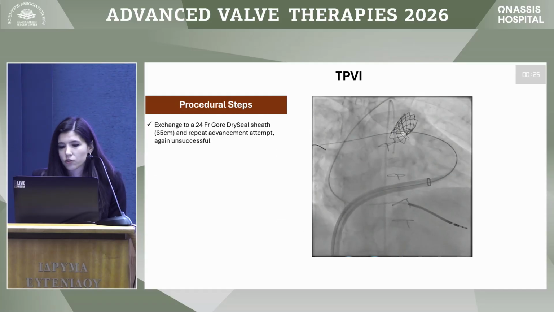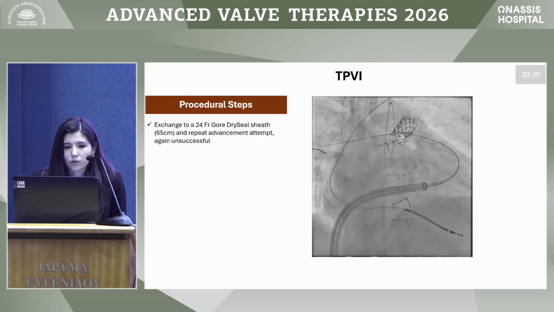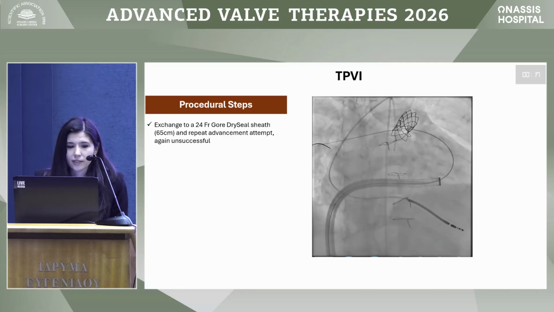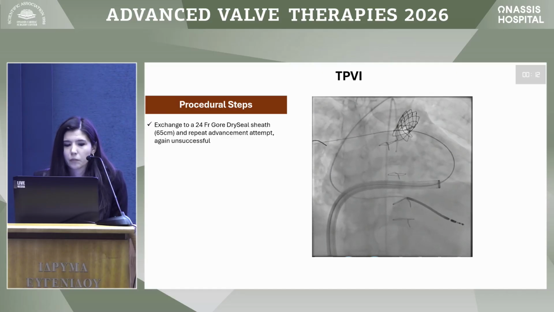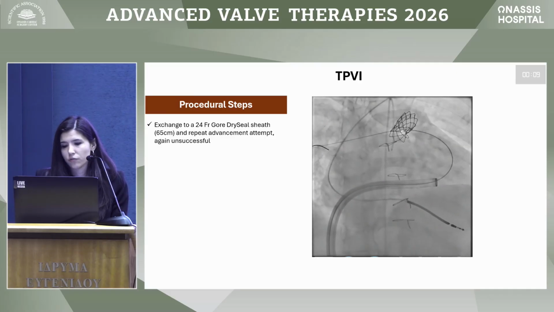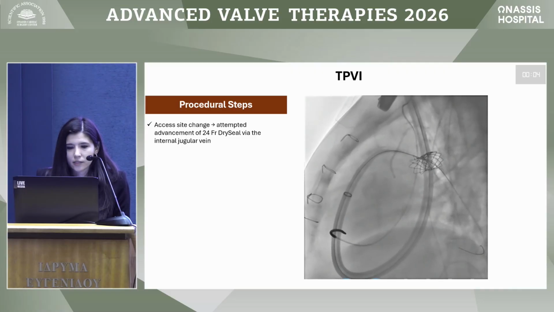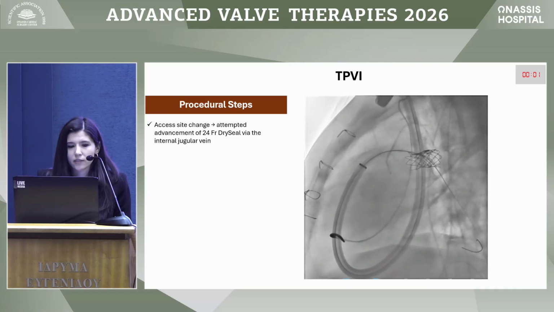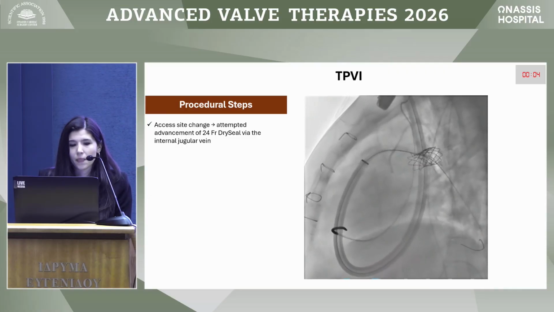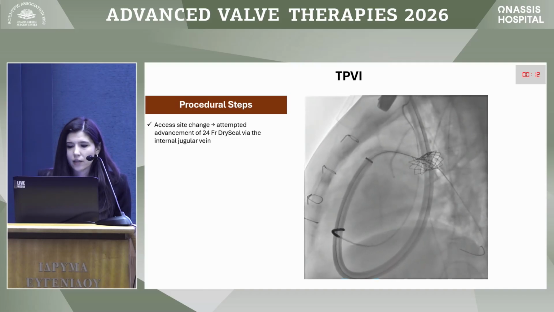After a lot of effort, we also tried to use another seat. So we tried to advance a 24 French dry seal sheath, and we repeated the advancement attempt, but again it was unsuccessful. So we decided to change access and use the jugular vein. You see we have again inserted this 24 French sheath via the jugular vein, and we try again to pass the RVOT, which is calcified, as you can see, and we can't.